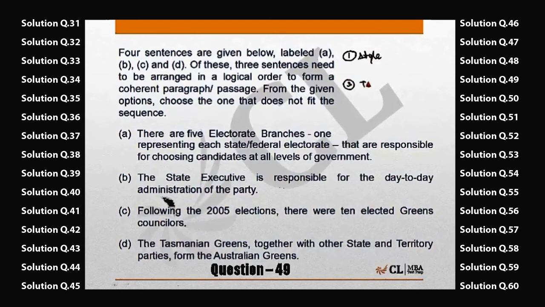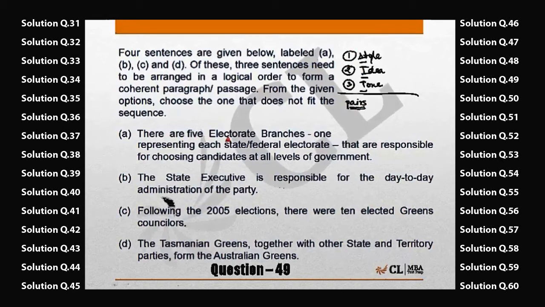And the tone has to be the same. And two, the idea again has to be the same. So we will try and use these to eliminate. Another thing that you can do is find mandatory pairs. If two sentences are connected together, then we know that they have to be a part of the paragraph. We'll try and use all of these, or some of these at least, to answer the question.